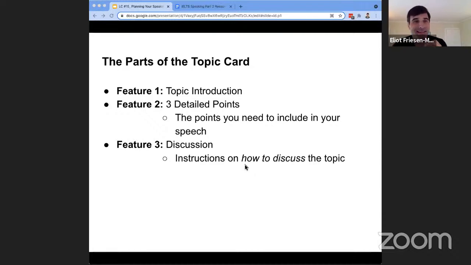It's just going to be something you respond to on a screen. So it's just a little bit different, and that's happening obviously because of coronavirus. Okay, but on this card, there's always going to be a few features that you can expect to see on the card.